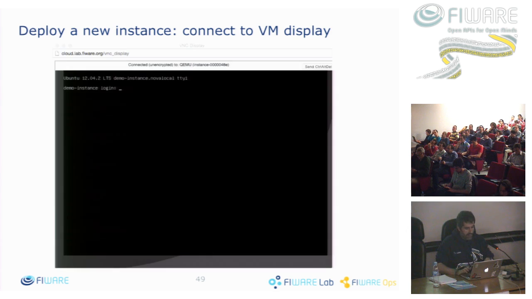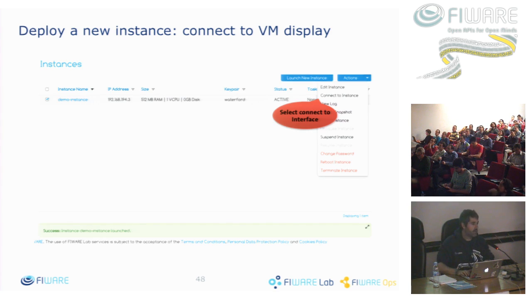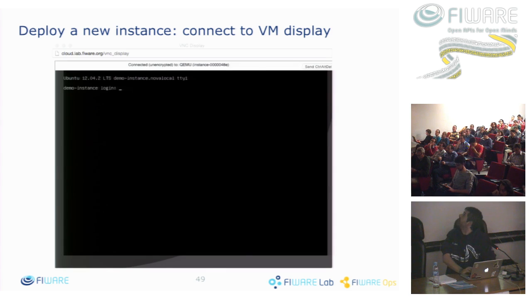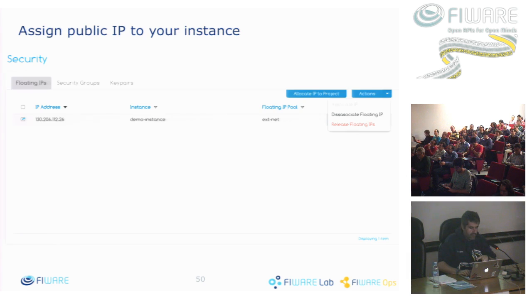Anyway, you have the option to go to the console. I don't know if you can see it very well, but if you click on it, you can see the status of the virtual machine, and you can go into it in order to work on it. But the idea is that you want to open this virtual machine to the world. So it's the same: I click on security, floating IPs, click on associate IP to the project, and then associate the IP to the virtual machine.